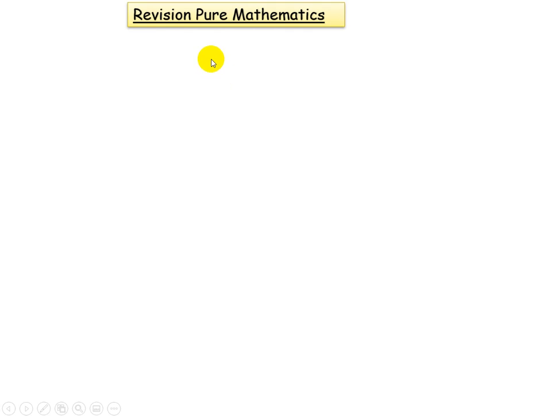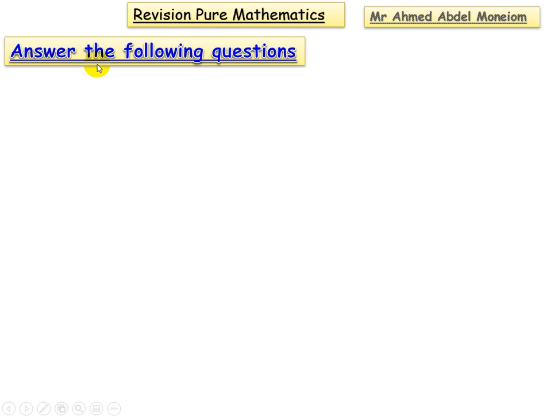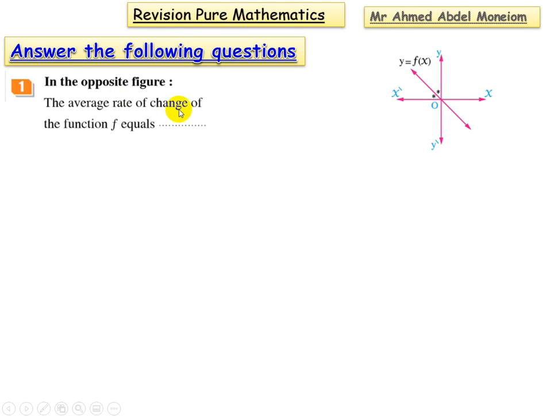Now we are going to take revision in pure mathematics branch. Answer the following questions. Question number 1. In the opposite figure, the average rate of change of the function f equals.